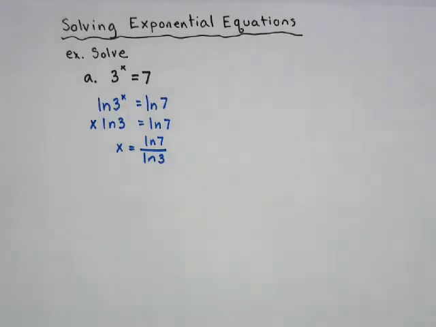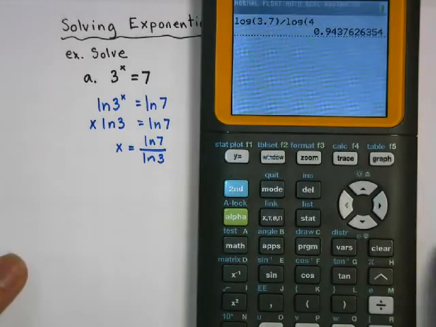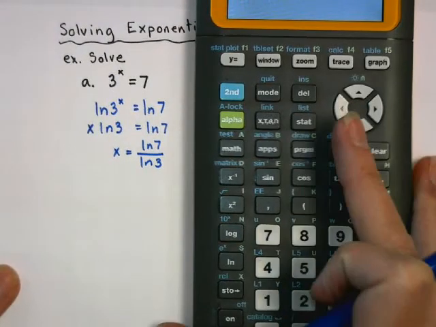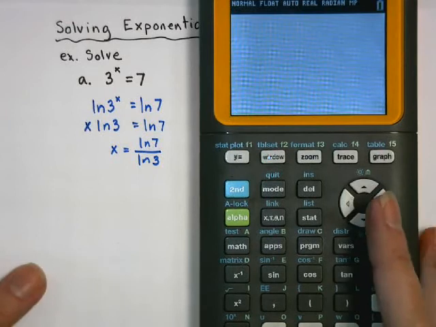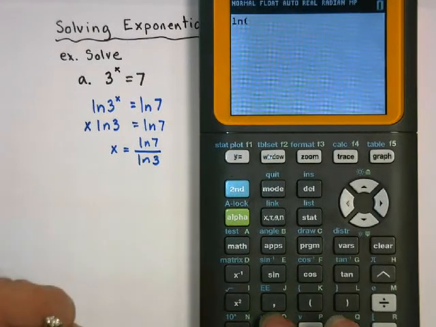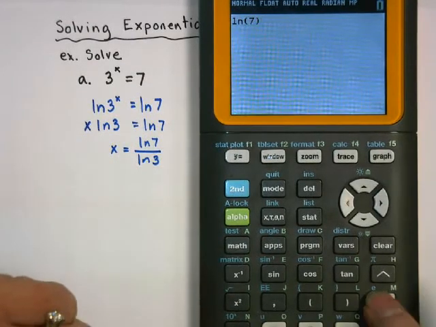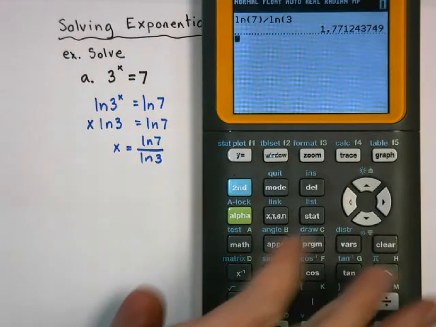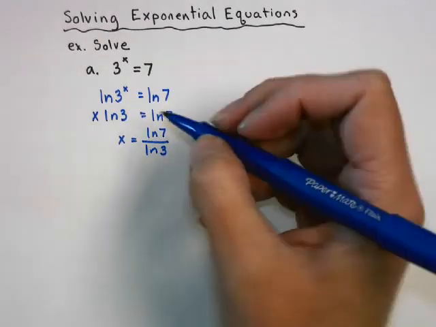On the calculator, we're just going to use our log buttons, or natural log in this case. So we're going to have natural log of 7, make sure to close parentheses, divided by natural log of 3. So we get 1.771.